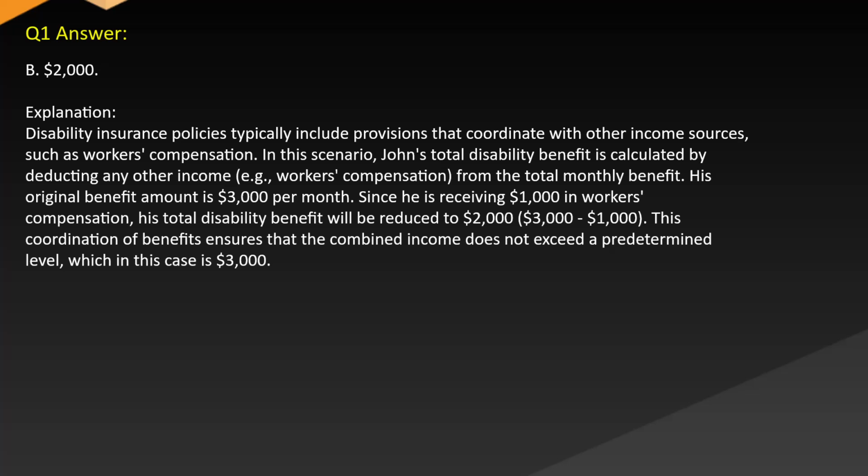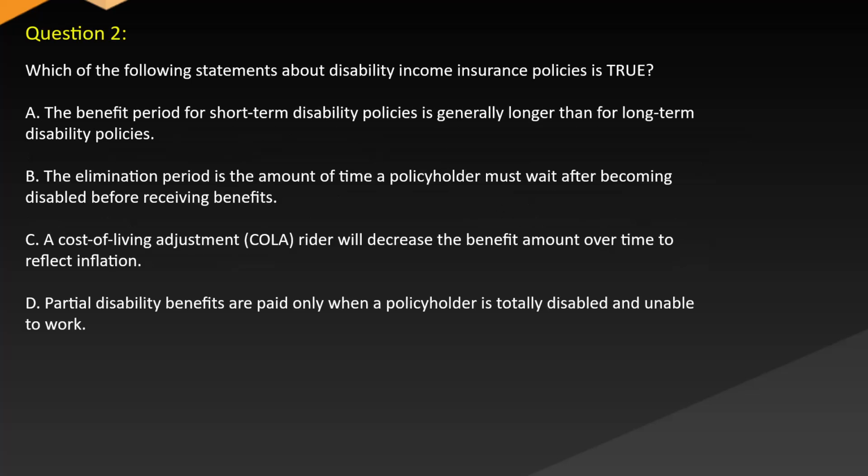In this scenario, John's total disability benefit is calculated by deducting any other income, e.g. workers' compensation, from the total monthly benefit. His original benefit amount is $3,000 per month. Since he is receiving $1,000 in workers' compensation, his total disability benefit will be reduced to $2,000: $3,000 minus $1,000. This coordination of benefits ensures that the combined income does not exceed a predetermined level, which in this case is $3,000.